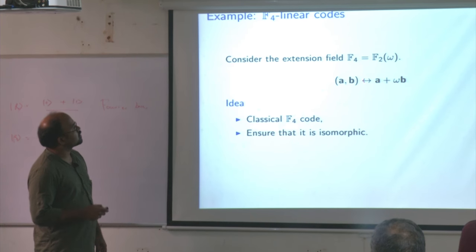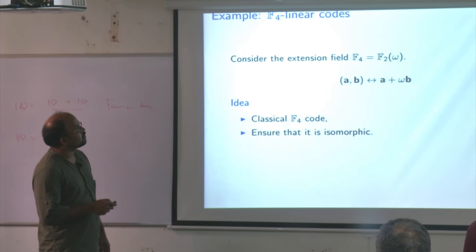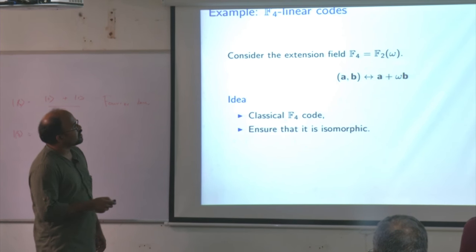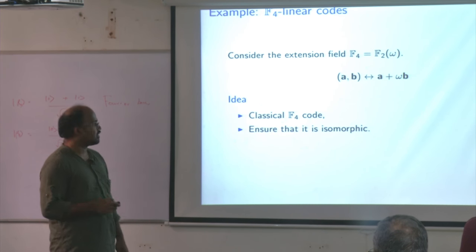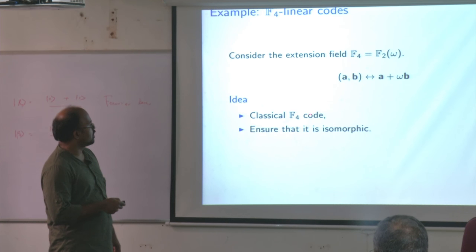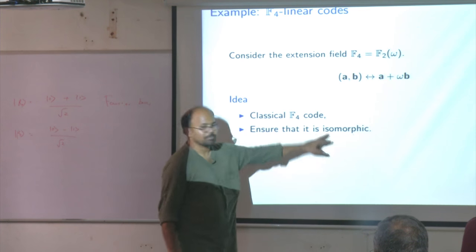The other way to think about it is that you take an extension of it, a quadratic extension, and then think of a plus omega b, where omega is a cube root of unity. So you can think of this vector as a plus omega b, and then try to build an F4 code, and just hope that it turns out to be isomorphic.